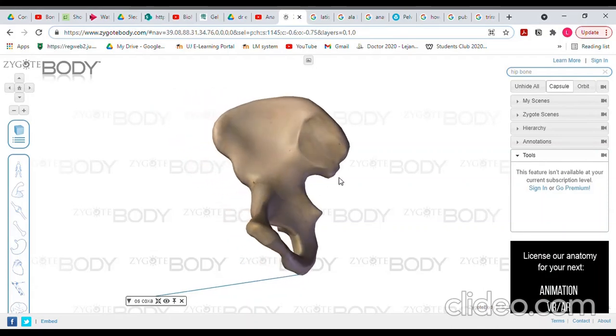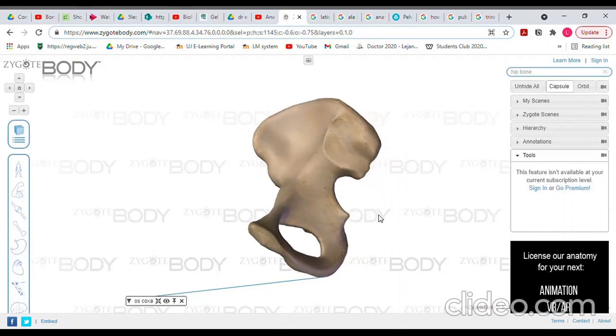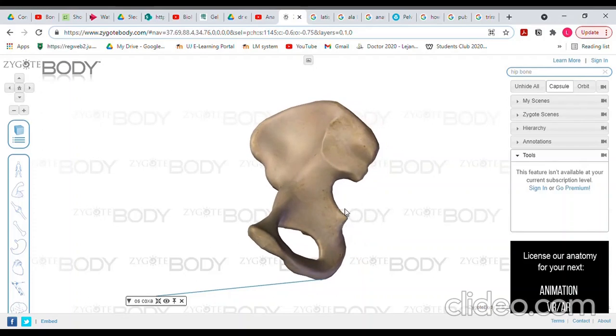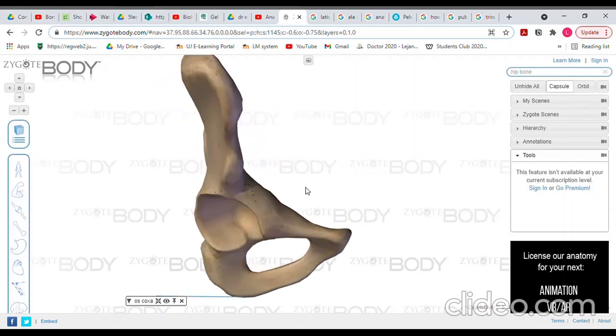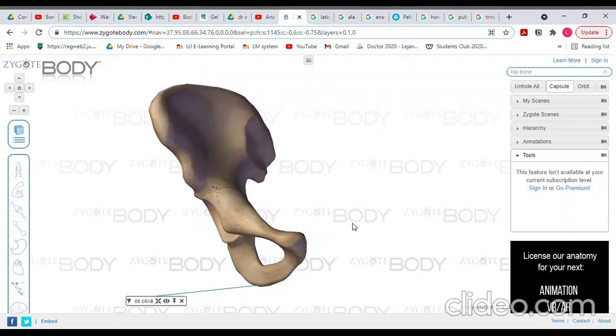Okay, so this is the greater sciatic notch, the lesser sciatic notch, and we also have the ischial ramus here, and this ischial ramus fuses with the inferior ramus of the pubic bone. This fusion happens at the age of 7 years old. Then at puberty, let's say around 14 to 17 years, we have fusion of the three bones together at the acetabulum. And this is everything we need to know about this bone.